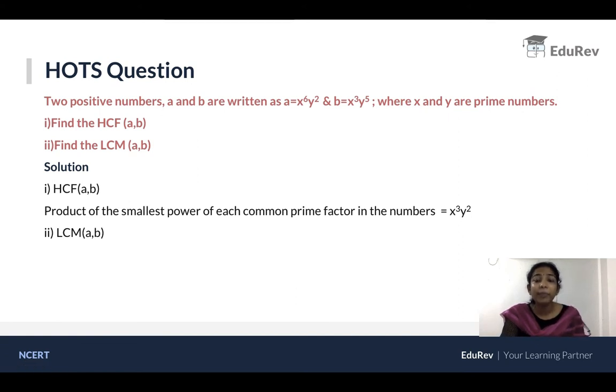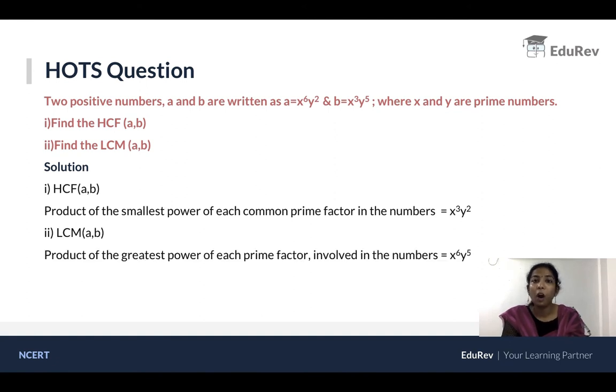What is the LCM? You take the larger power of each prime factor and write the product of them. So what is the larger power of x power 6 and x cube? X power 6. And what is the larger power of y square and y power 5? Y power 5. So what will my LCM be? Simply x power 6 into y power 5, or I can write it as x power 6 y power 5. So I hope it is clear.